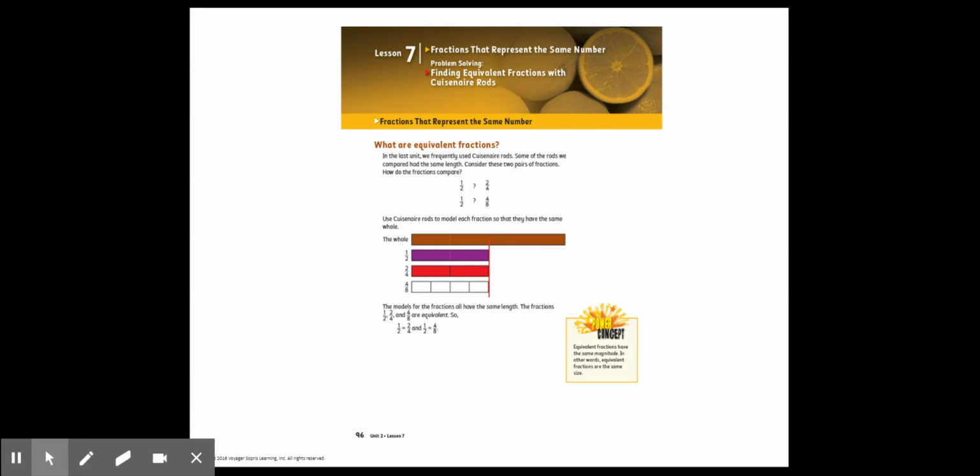We are on Unit 2, Lesson 7 today, and we're going to be talking about fractions that represent the same number, which we call equivalent fractions. So, let's look at these two pairs of fractions. We have 1/2 and we have 2/4. We're also going to compare 1/2 and 4/8.